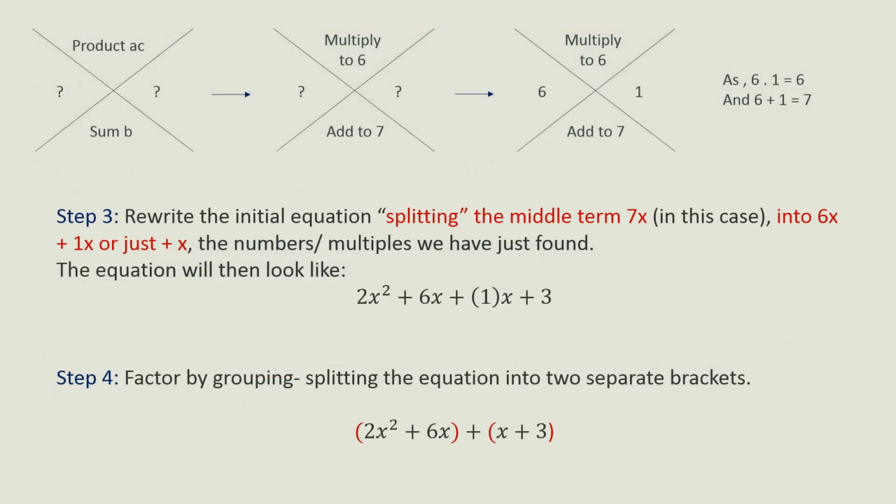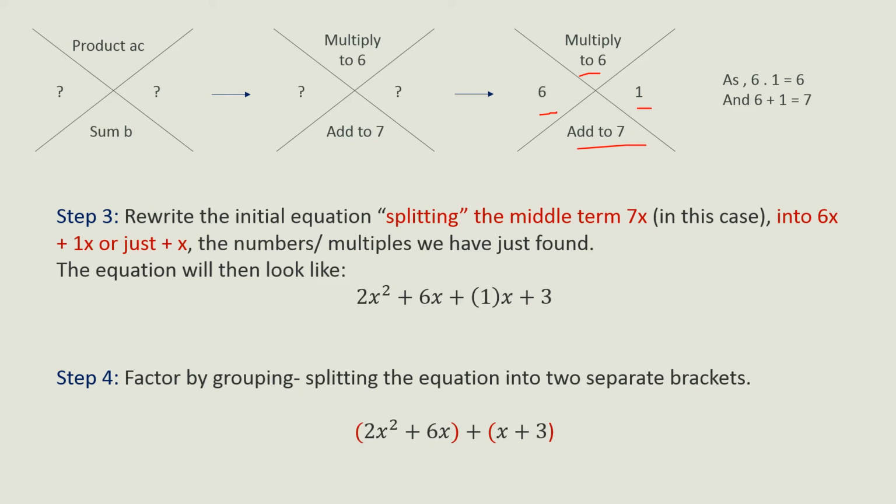Now that we have found the two numbers we need, two numbers that multiply to 6 and add to 7. 6 times 1 is 6 and 6 plus 1 is 7. Our next step is to rewrite our initial equation, splitting the middle term, in our case 7x, into the two numbers we just found, the two multiples we just found. So it will then become 2x squared plus 6x plus 1x, or just x as it's the same thing, plus 3. After this, we have to factor by grouping.